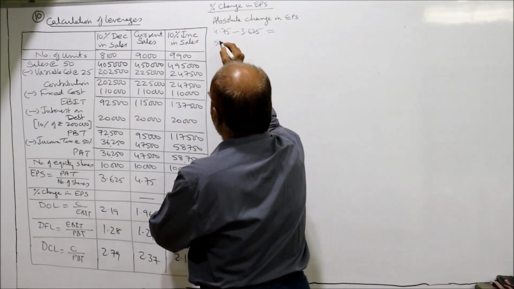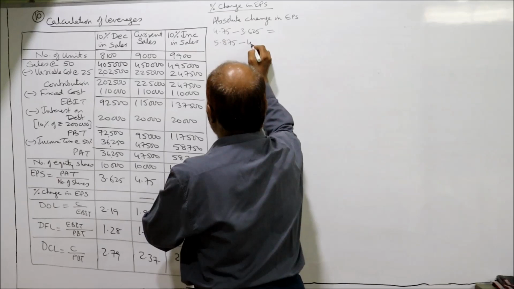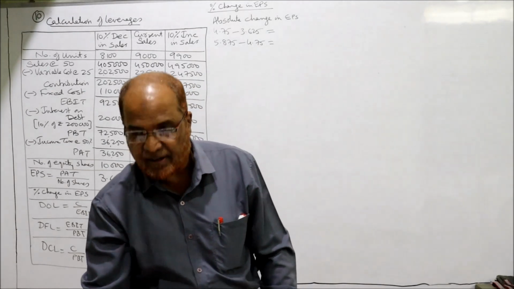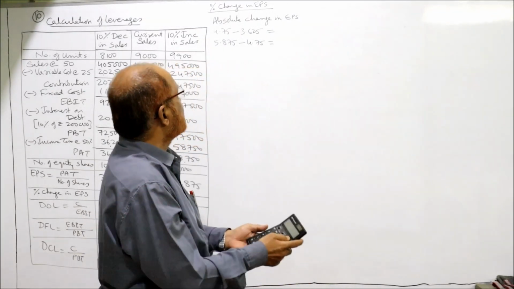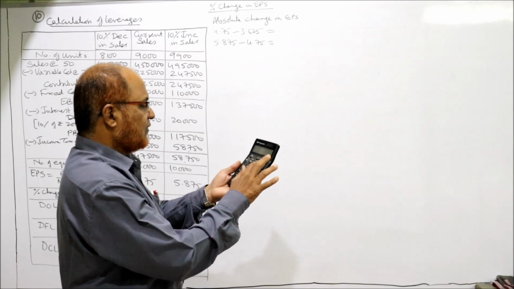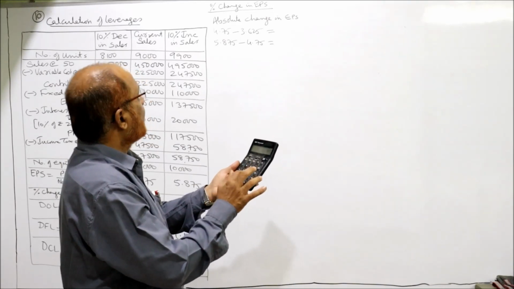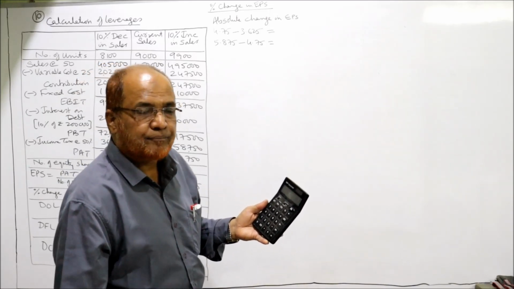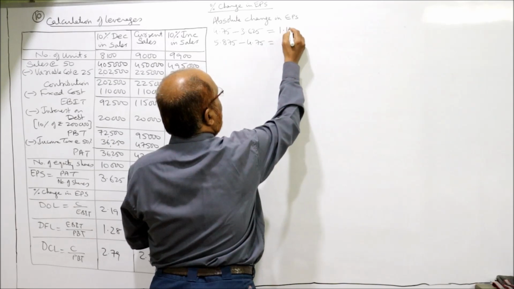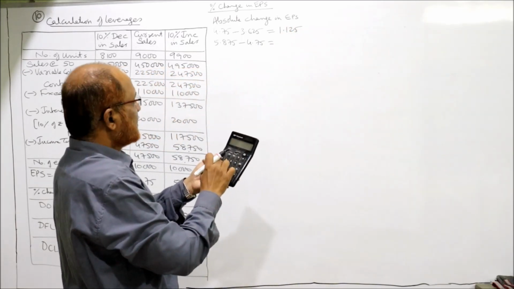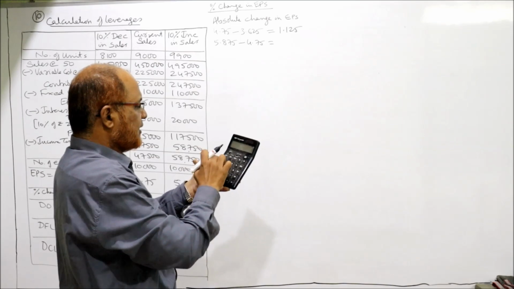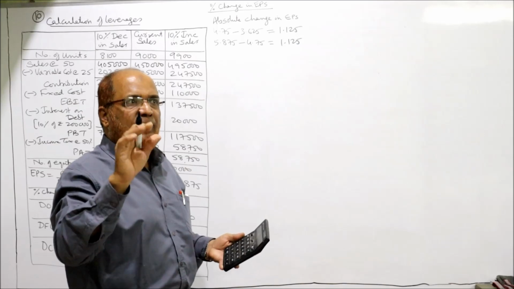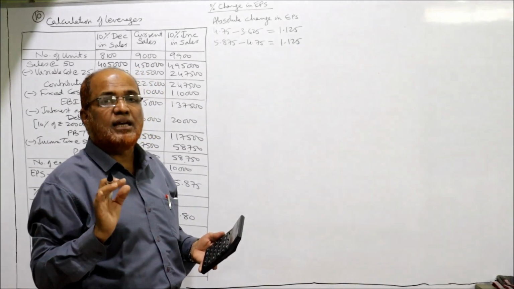Similarly, you can calculate 5.875 minus 4.75. This is the increase in EPS and this is the decrease in EPS. We are finding out how much is the change in EPS, increase as well as decrease. So 4.75 minus 3.625 is 1.125. Similarly, 5.875 minus 4.75 is 1.125. There is 1.125 increase and 1.125 decrease in EPS.